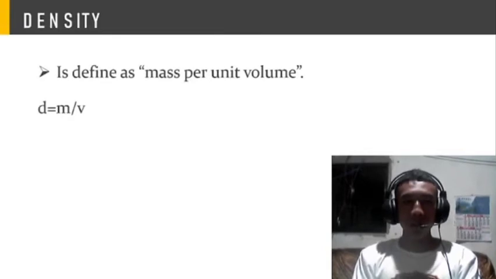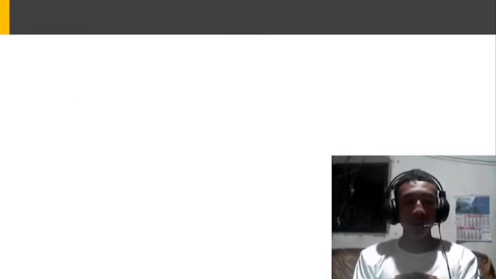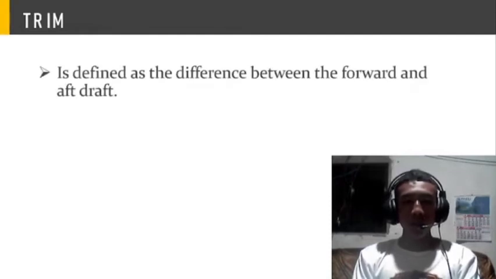Density is defined as mass per unit volume. The formula for density is D equals M over V, where D is the density, M is for mass, and V is for volume. Next is trim. Trim is defined as the difference between the forward and aft draft.